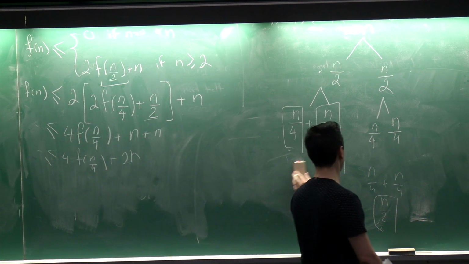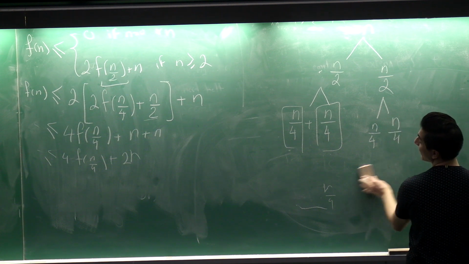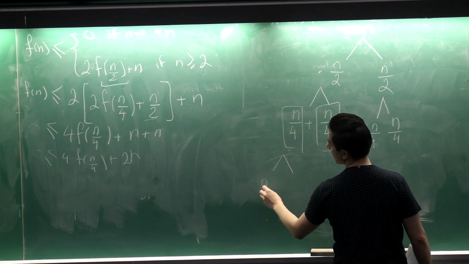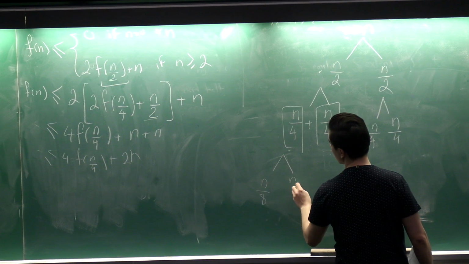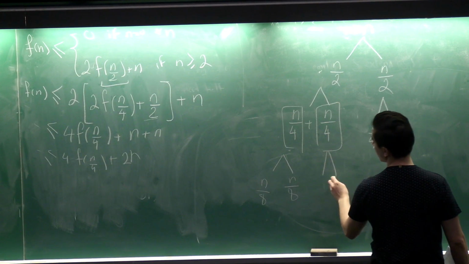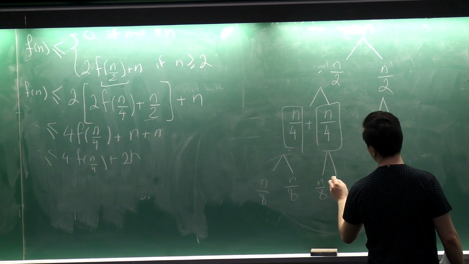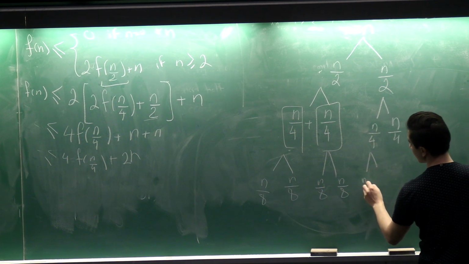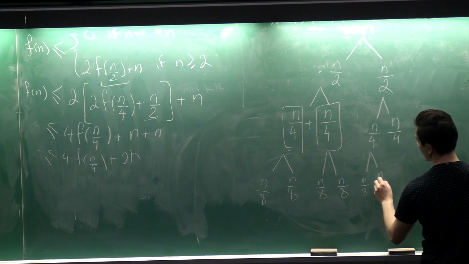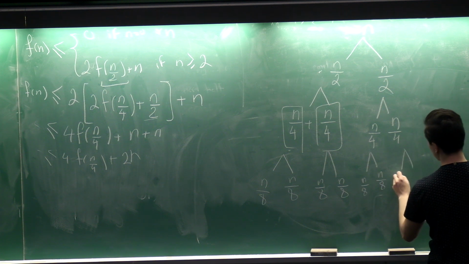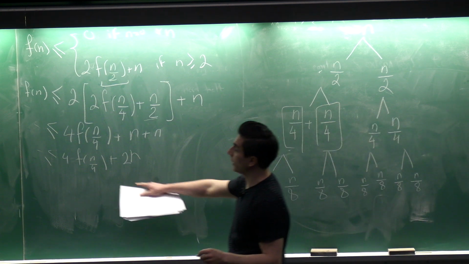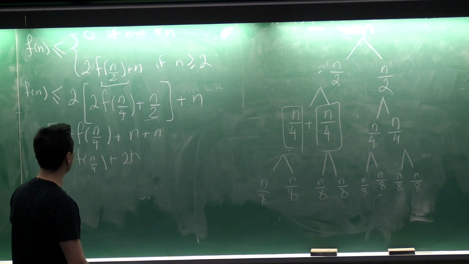So, this is going to be 4f(n/4) plus 2n. But if we come back to our example here, what will happen at this step? Well, this one is also going to split into two pieces, right? Of n over 8, n over 8. This is going to do the same, and this is going to do the same. Right? So let's do that again.